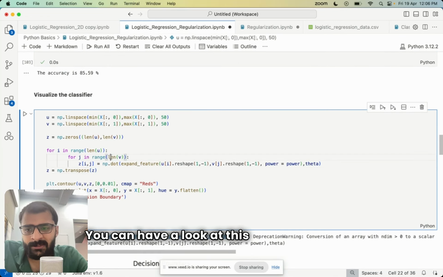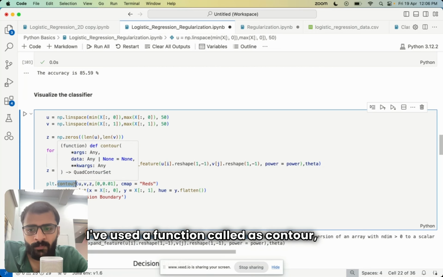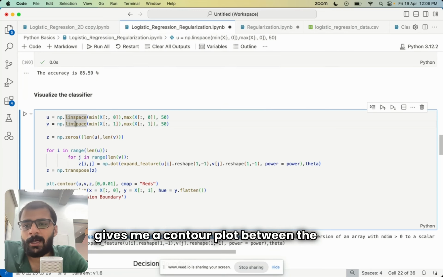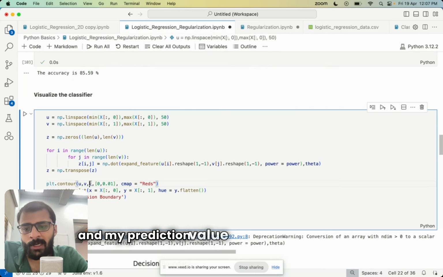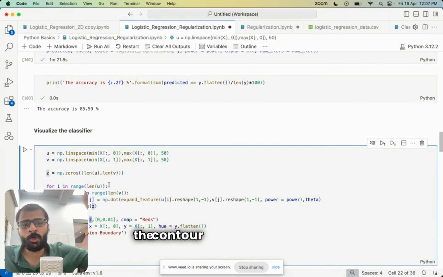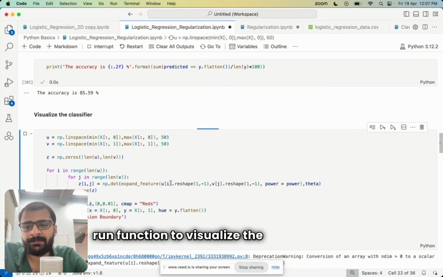You can have a look at this plotting function. I'm not going to explain this function, but I'll just mention the things which I've used. I used a function called contour, which gives me a contour plot between the data and my prediction value through my classifier, and that helps me to plot the contour for the classifier. And then I plot the contour on the scatter plot of the data. So let me click on this run function to visualize the contour now.